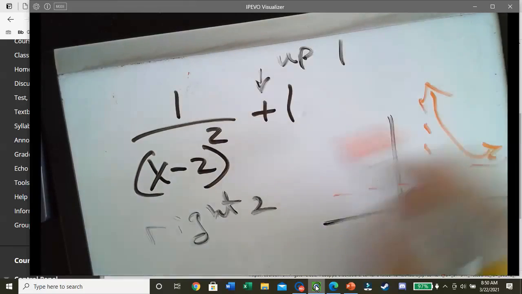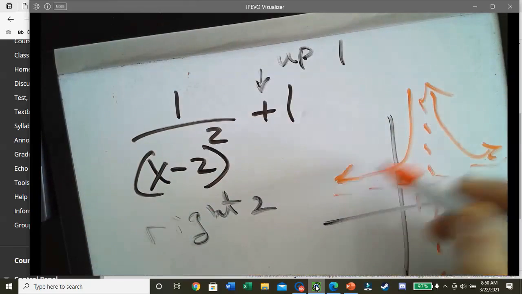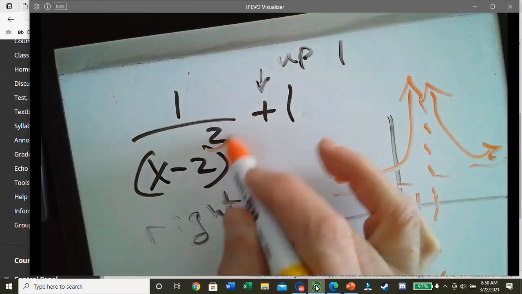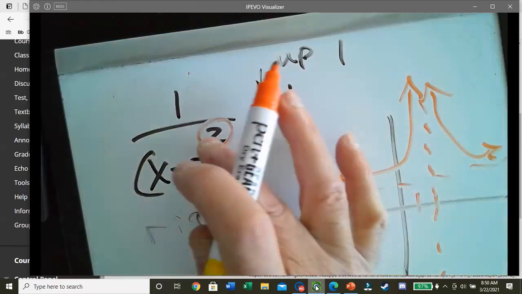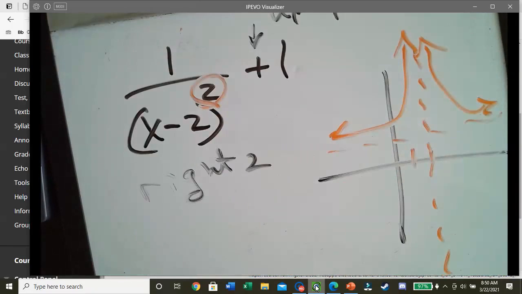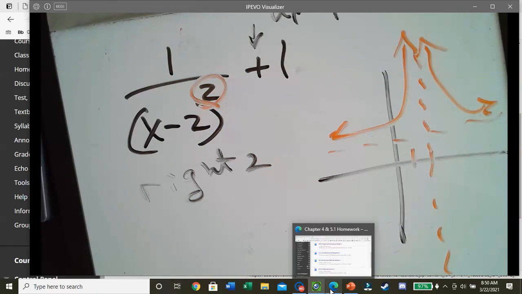So now, because it's squared, it's going to behave like 1 over x squared. So when it's squared, they're both up. When it's not squared, one's up and one's down. Okay. So you use the parent graph to start with, and then transformations to shift it from there. Okay, so we'll continue with this on Wednesday. All right.